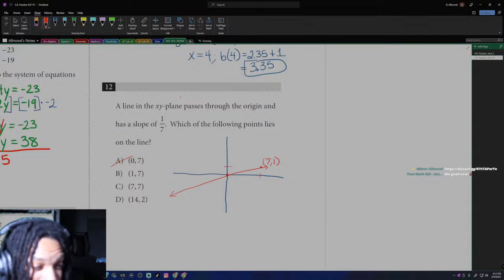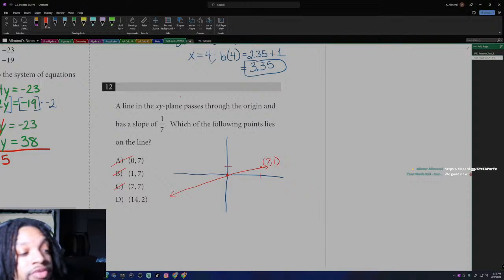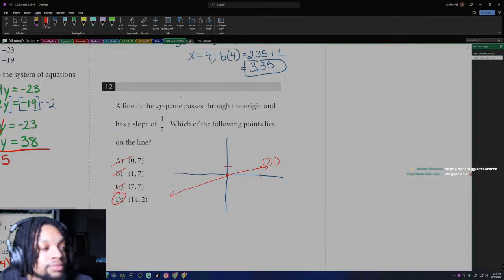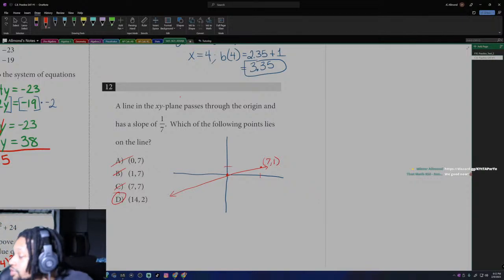1,7 is somewhere up here, which that can't be on there. 7,7. No, because 7,1 is on the line. So those both can't exist. 14,2 makes sense because if I go up 1/7, up 1/7 again, then I would be at 14,2. So I'm going to go D. Okay, I'm ready to do some calc.